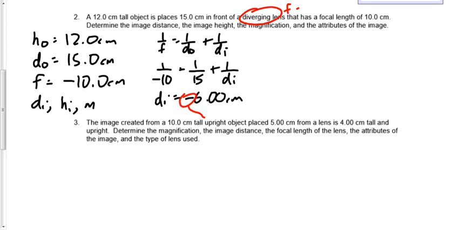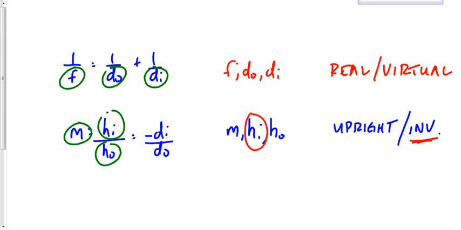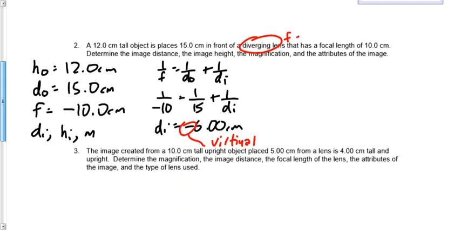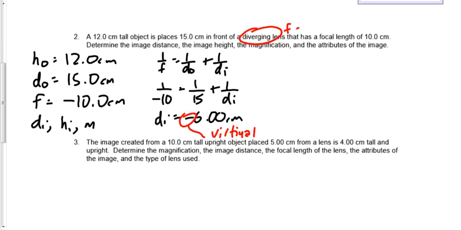The negative there means that it is a virtual image. And if we go back to our conventions, F, DO, and DI, positive, negative go with real or virtual. So a negative DI means it's a virtual image. Spelled it wrong, but it's still virtual.